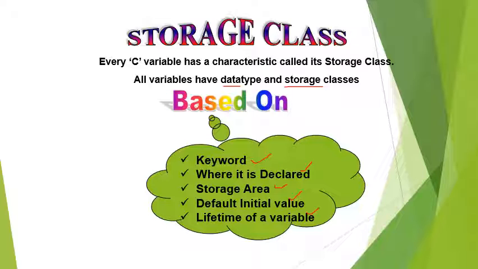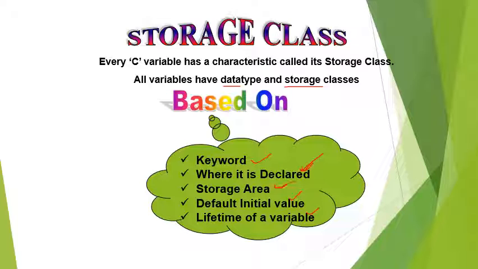Then it is based on where it is declared. That means if you declare that value in the global declaration portion, it will be a global variable. If it is declared inside a function, it will be a local variable. Likewise, the storage class will change.